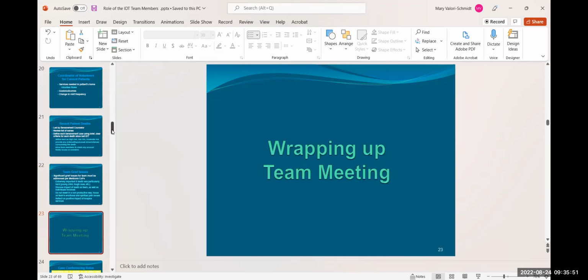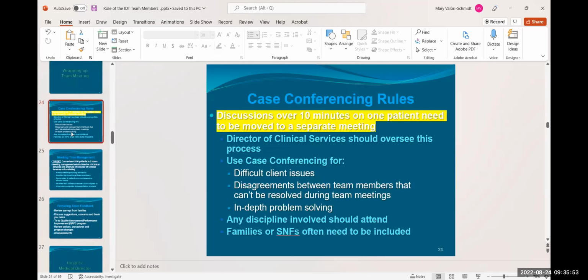And then wrapping up the meeting, right? Discussions that are going to be over 10 minutes on one patient need to be moved to a separate meeting. So if there's a difficult client, or if team members are disagreeing, "he can," "no, he can't," "yes, he can," "no, he can't," it's not the time for that, right? Anybody that's involved in that, we can schedule a separate meeting, whether it's via Zoom or whatever, to iron it out. But it's not during the case conference, right?